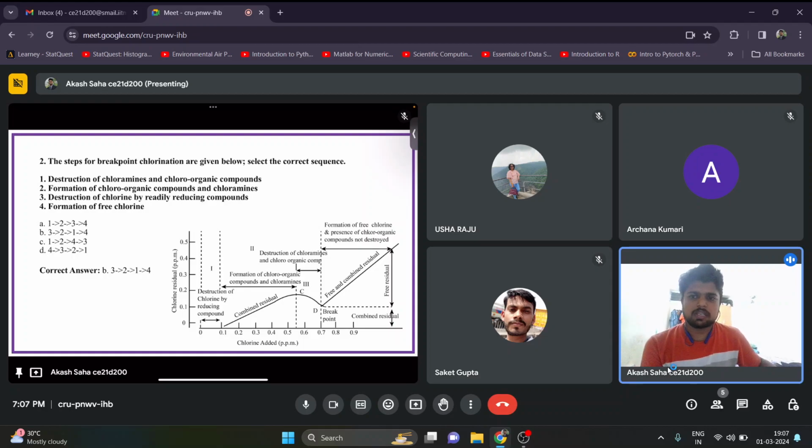So this was basically the second question about the correct sequence. First, there will be destruction of chlorine by the readily reducing compounds. Then there will be the formation of chloroorganic compounds and chloramines. Then there will be some destruction of these chloramines and chloroorganic compounds. And then there will be the formation of free chlorine. So these are the four stages.